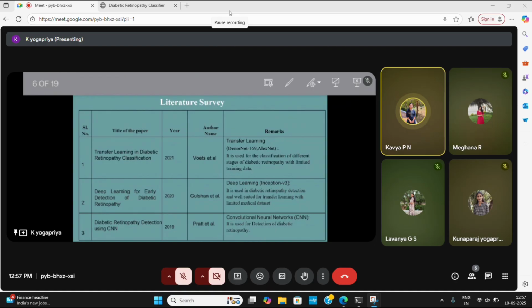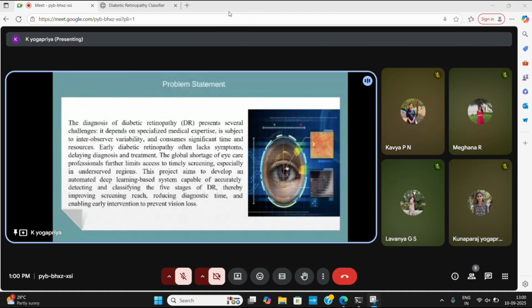Next, continued by Yogapriya. I am Yogapriya. Coming to the problem statement, the diagnosis of diabetic retinopathy is a significant healthcare challenge worldwide. It relies heavily on specialized medical expertise, which is not always easily accessible. Even among trained ophthalmologists, there can be interobserver variability. Two experts might interpret the same retinal image differently, and it consumes significant time and resources.